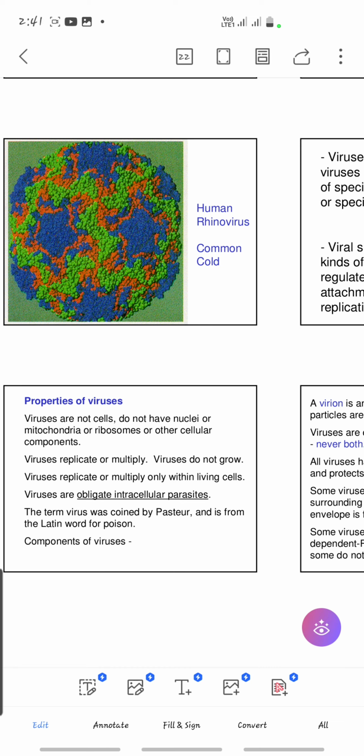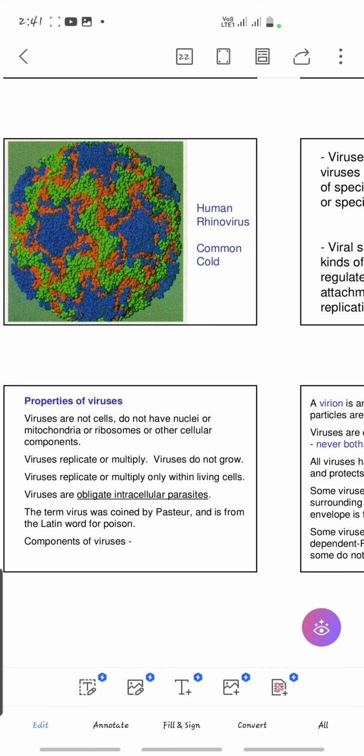And since there is no cell, of course, this is the command center of the cell. Viruses do not have a nucleus or mitochondria or even ribosomes or other components of the cell. Number one, again, viruses are not cells, or this kind of microorganism has no cells.